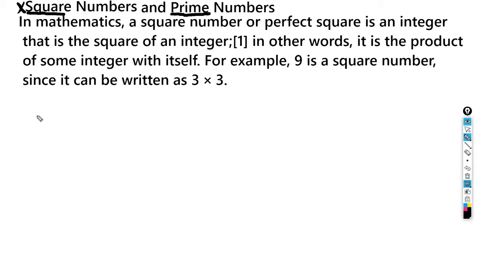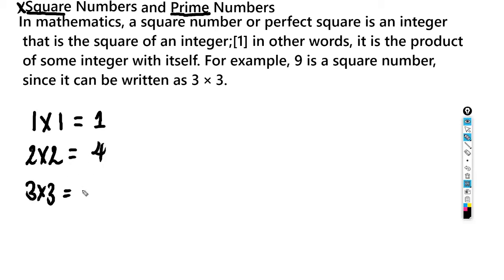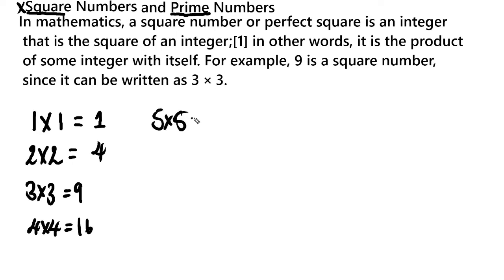All right, so let's just look at some square numbers. 1 times 1 is equal to 1. 2 times 2 is also a square, which is equal to 4. 3 times 3 is equal to 9, as the example said. Then 4 times 4 is 16, and 5 times 5 is 25.